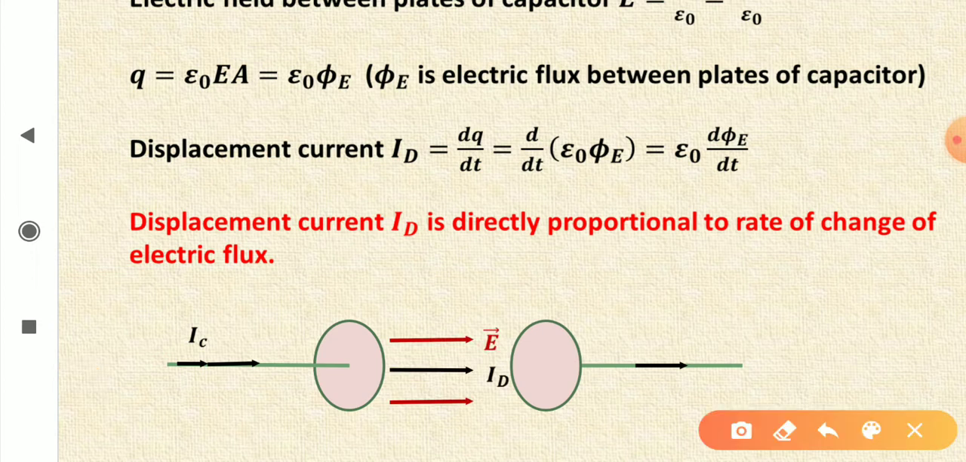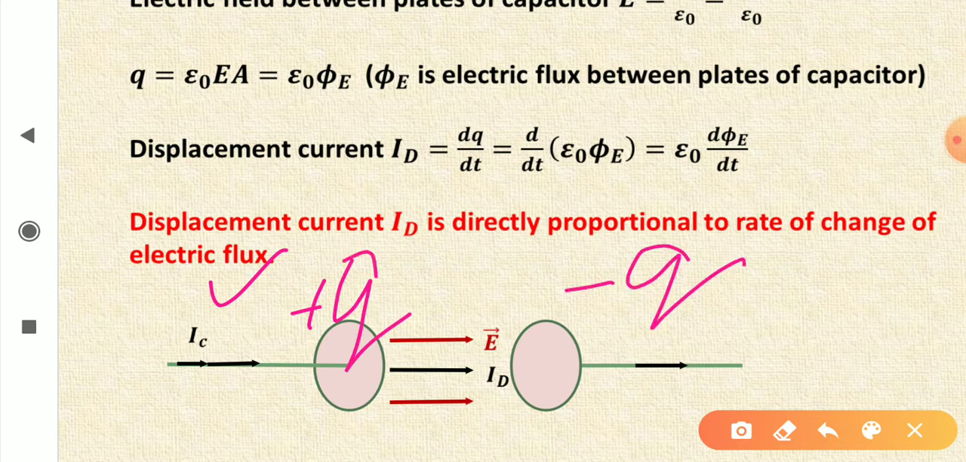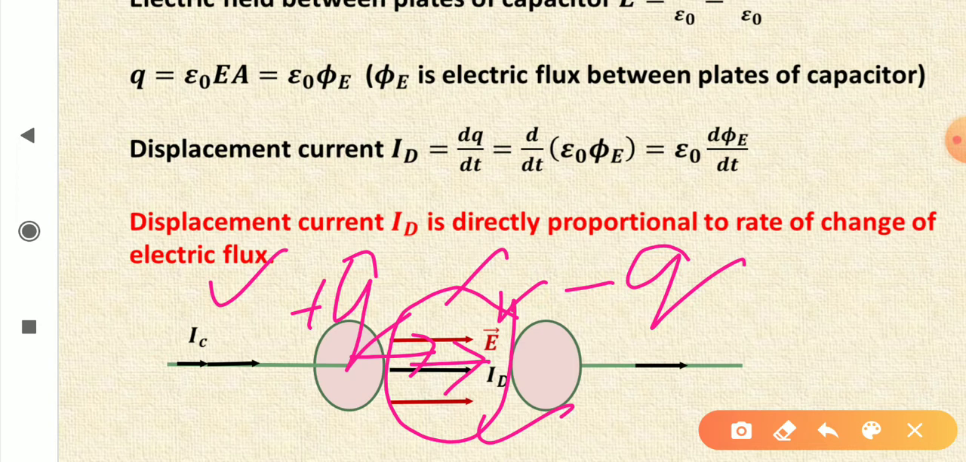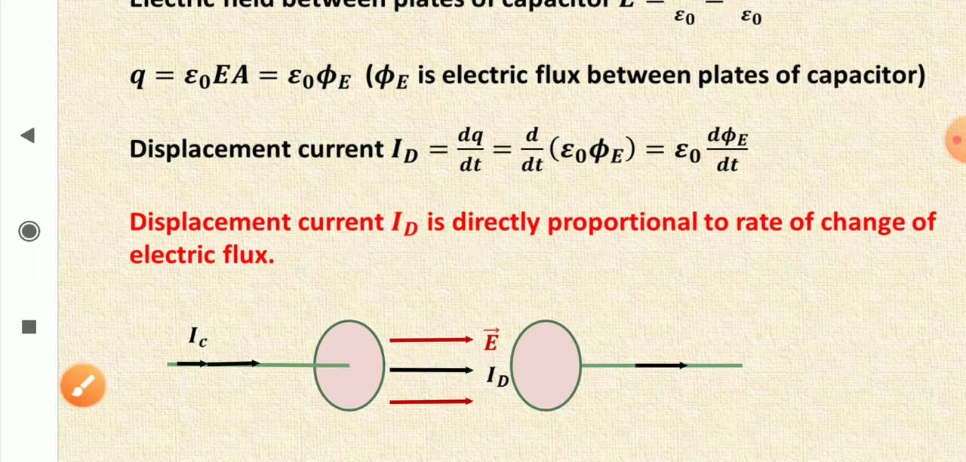You can see here the conduction current. Electric field exists between the plates. This plate has plus charge, this plate has minus charge. So electric field exists between the plates of the capacitor, and current is also flowing, charge is flowing along this direction. So current exists along the direction of electric field, and electric field and area vector of the plate are along the same direction. So till this electric field or electric flux changes, displacement current exists between the plates of the capacitor.